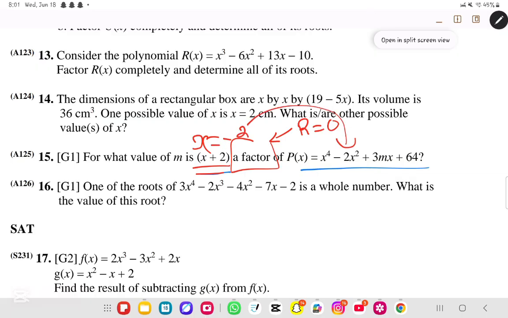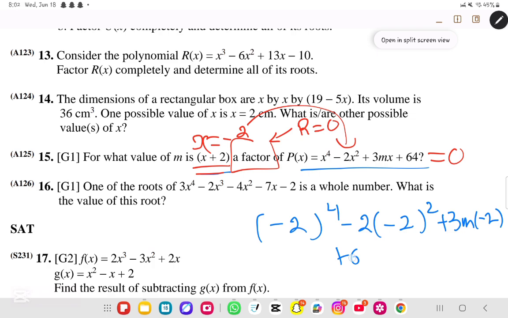You substitute it in this equation over here, and you will get the answer to be equal to 0. So very simply, substitute x equals minus 2: minus 2 to the power of 4 minus 2 times minus 2 squared plus 3m times minus 2 plus 64 is equal to 0. Solve everything. If you add up all of the whole numbers, it's going to be 72 minus 6m is equal to 0.